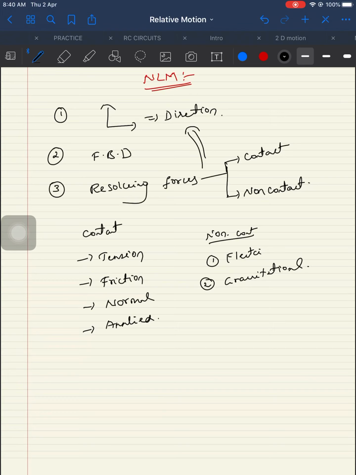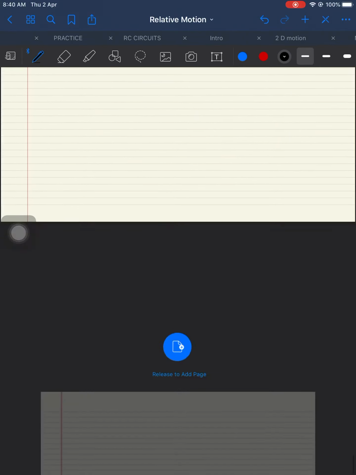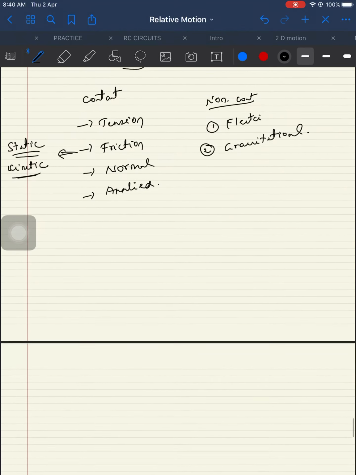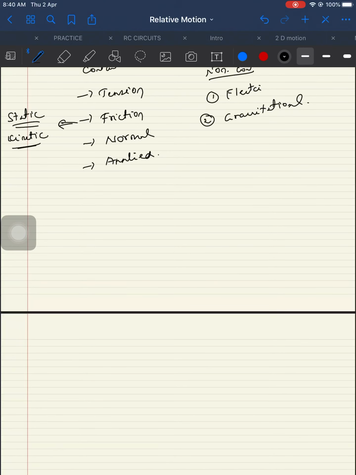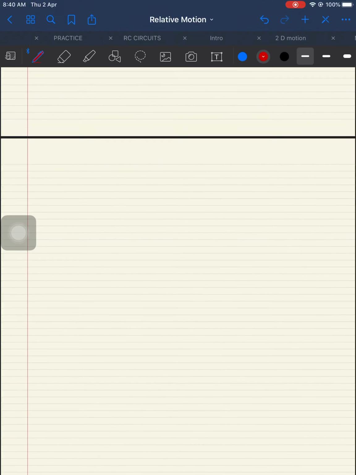Now in friction, there are two types of friction: static friction and kinetic friction. Static and kinetic friction. So I'm just creating some pages to write more clearly. Okay, so I will directly discuss with some numericals.